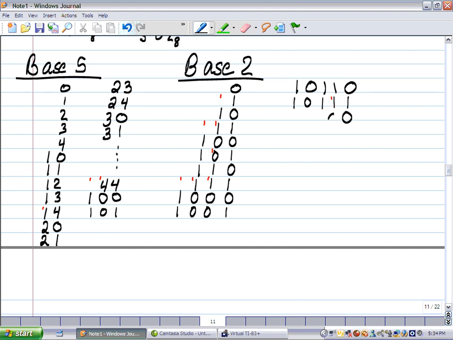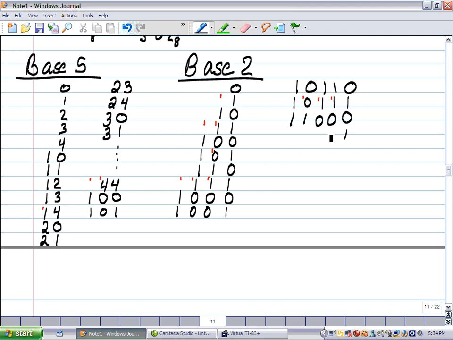After 1, there isn't 1. So go to the next place value. After 1, there isn't 1. So go to the next place value. After 0, I know what comes after 0, 1. And then just copy the rest.